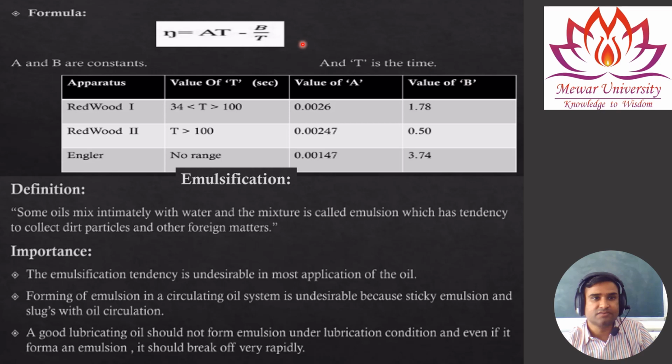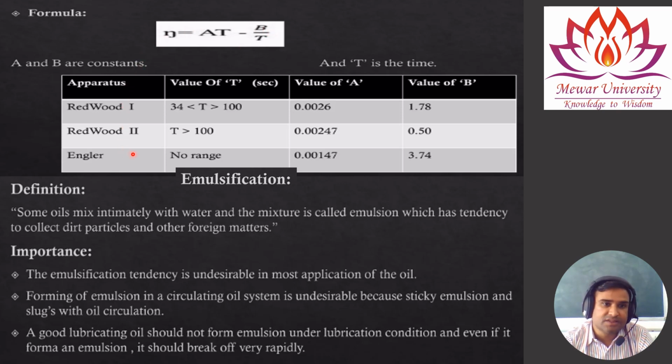Now this is the formula to calculate the viscosity. You can see it is equal to A times T minus B by T, where A and B are constants and T is the time taken to drop the fluid droplet, or the petrochemical product, or you can say fuel, that is filled inside the cup in the testing machine. So this is the time taken to drop the fuel.